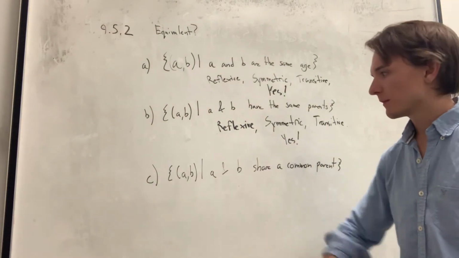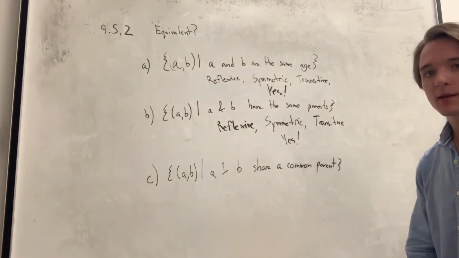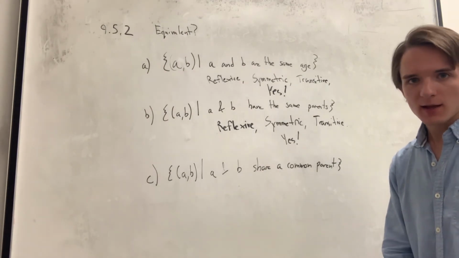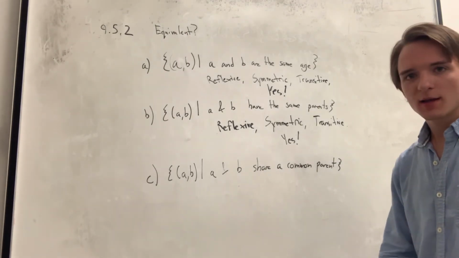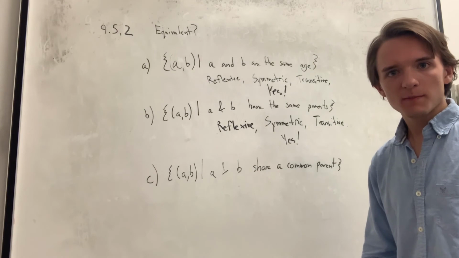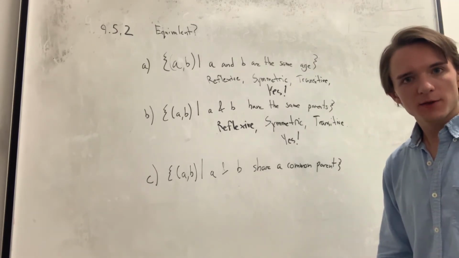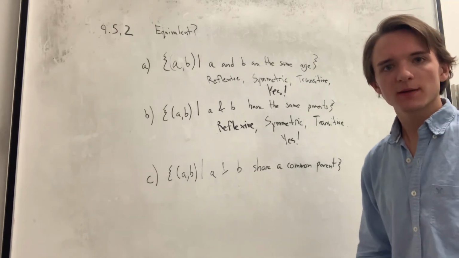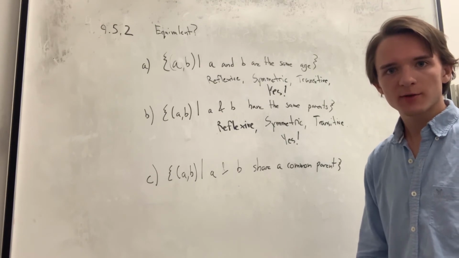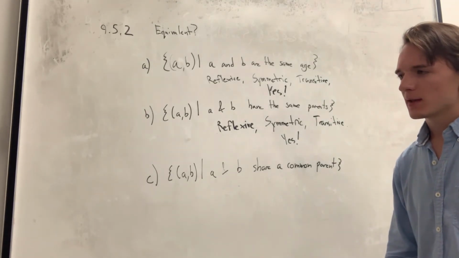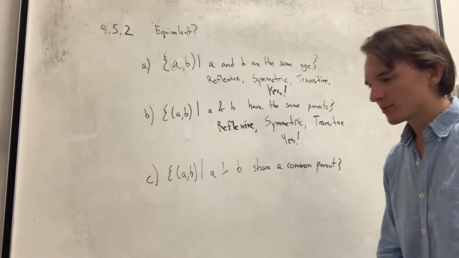We go to part C. A and B share a common parent. So in that case, A and B might share the same father, but not the same mother, or the same mother, but not the same father. And I'll give you an example. Actually, no, I won't give you an example. I think that makes sense.